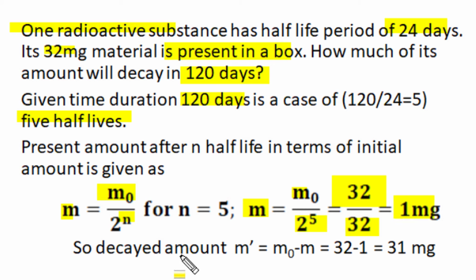So the total decayed amount of this radioactive substance, which was initially m naught and presently m, is the difference of m naught minus m, or 32 milligram minus 1 milligram, or 31 milligram.